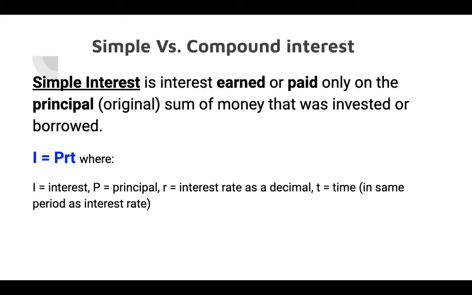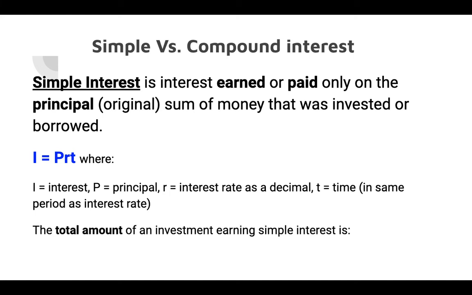And then T is the time it is put into an investment or how long it's borrowed for. And that has to be the same period as the interest rate. So if the interest rate is annual, so per year, then the time variable T has to also be in years.